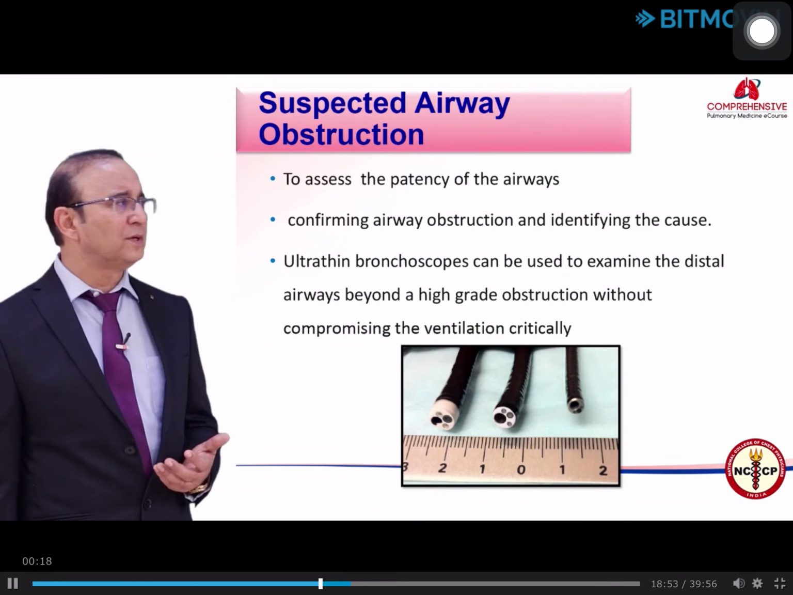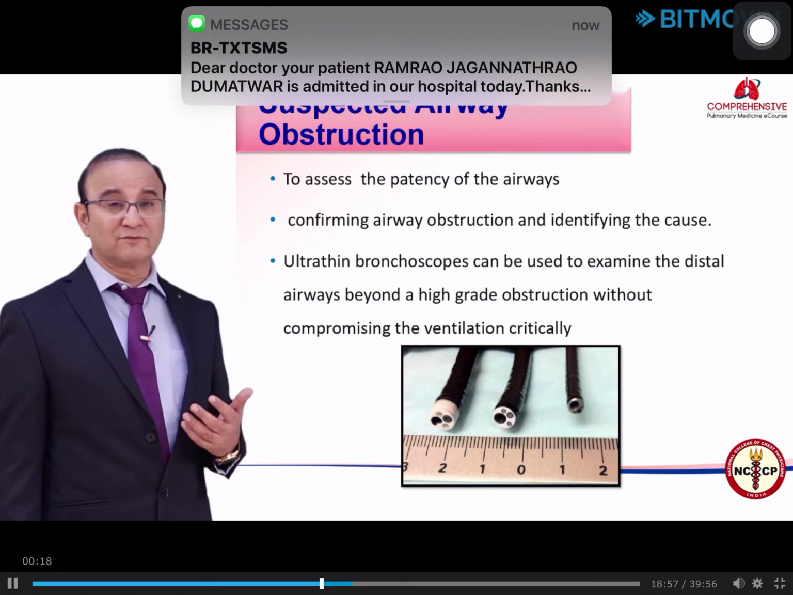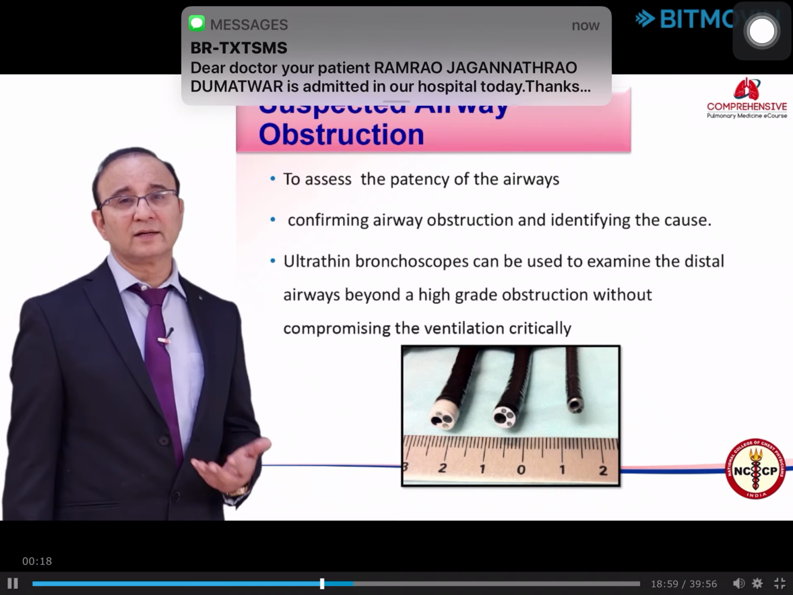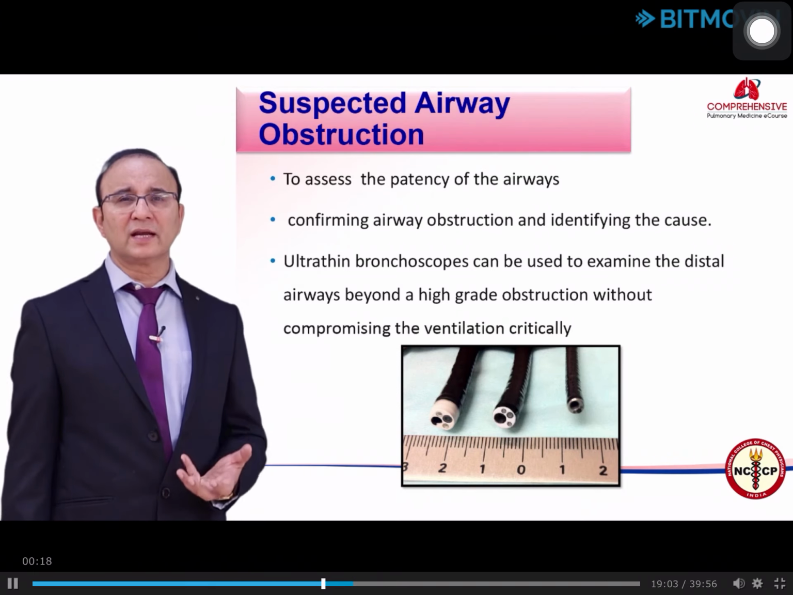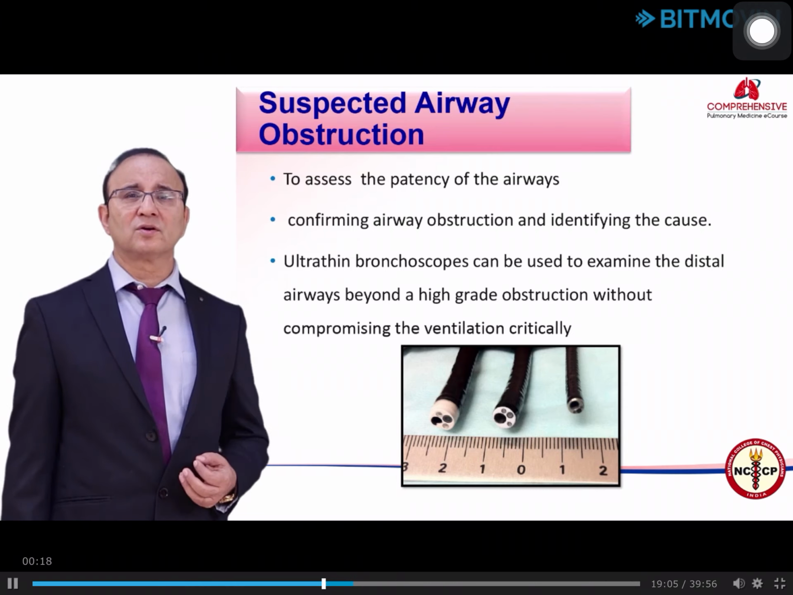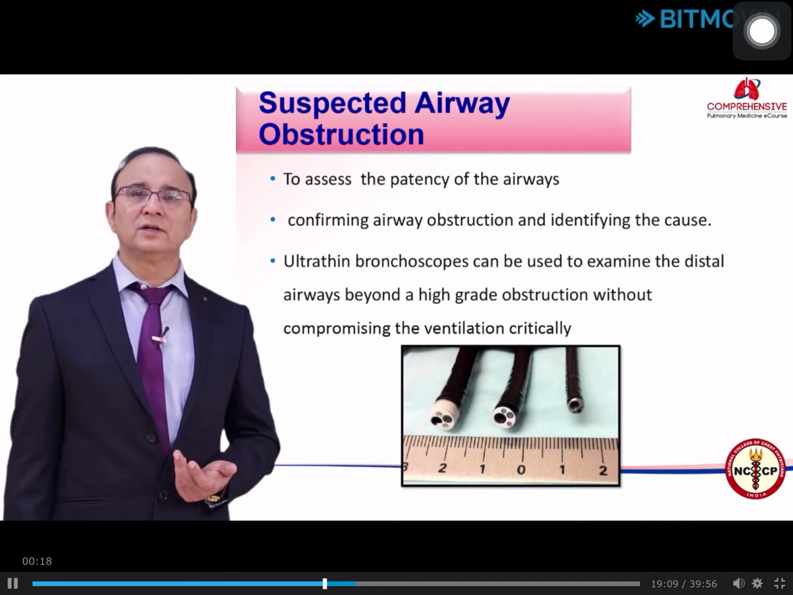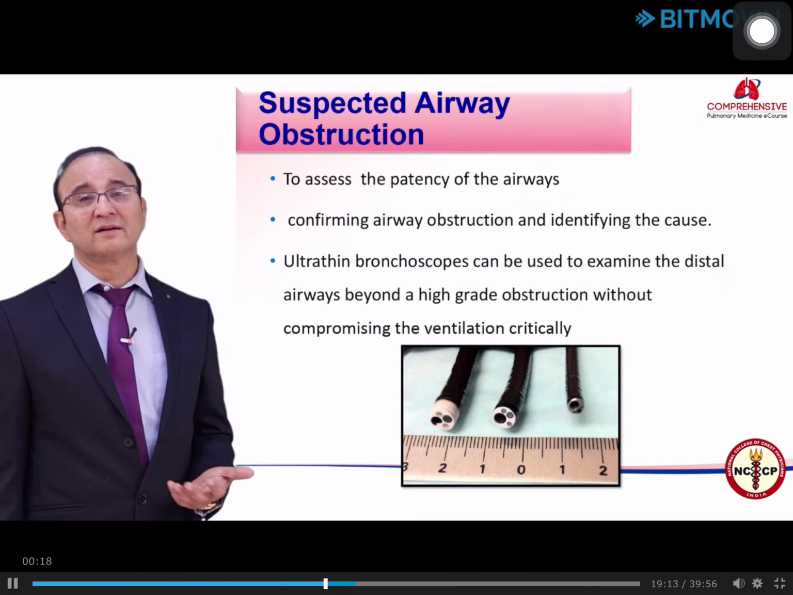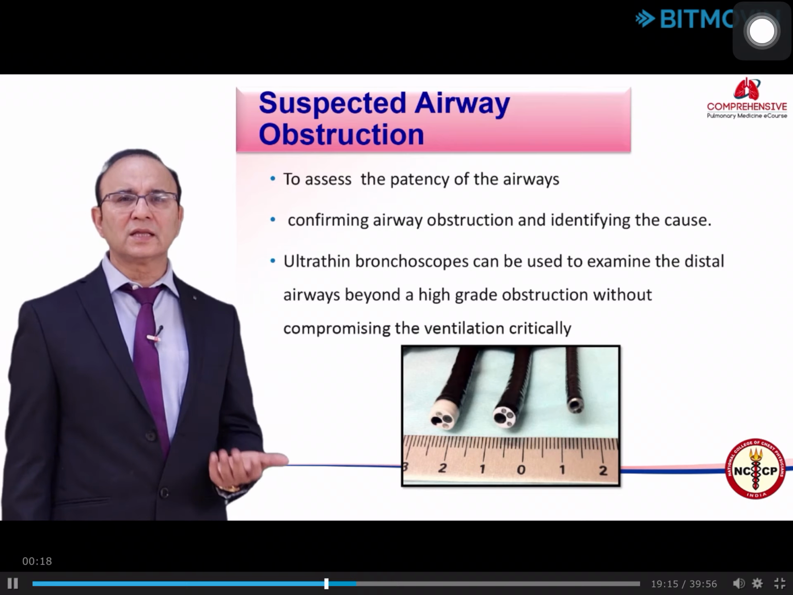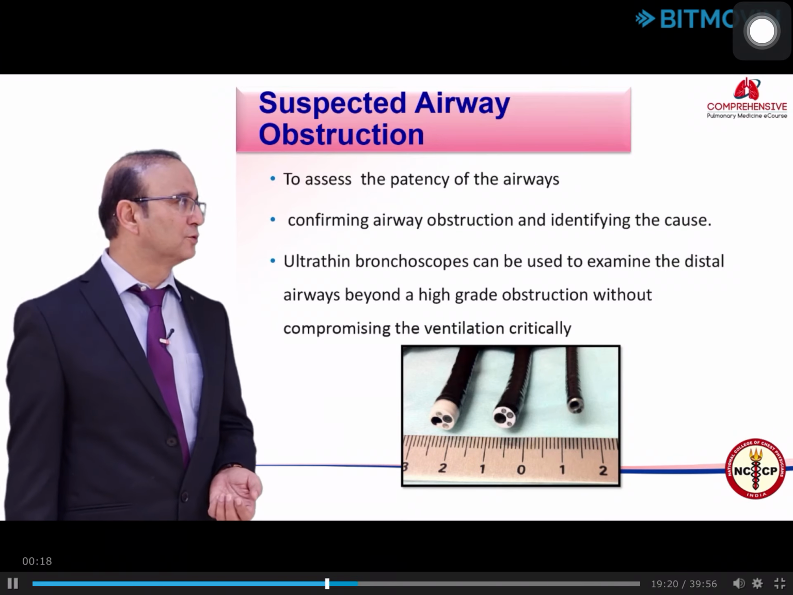The bronchoscopy is helpful in assessing the patency of the airways, confirming airway obstruction, and identifying the cause. And if you find any tumor or any obstruction, the ultra thin bronchoscope can be passed by the side of the obstruction to see beyond the lesion, without compromising the ventilatory capacity of the individual. So this is another way in which the bronchoscope or ultra thin bronchoscope could be useful.